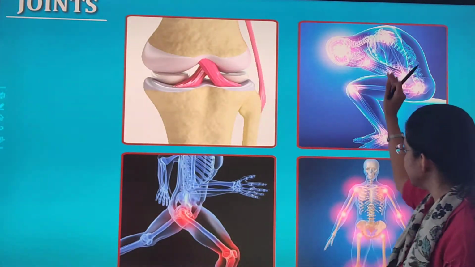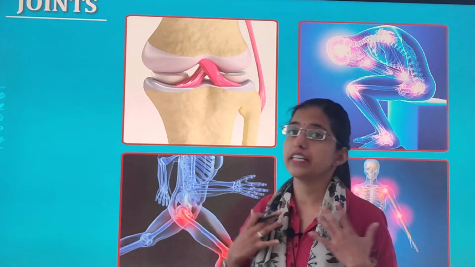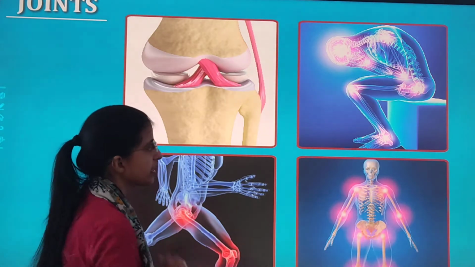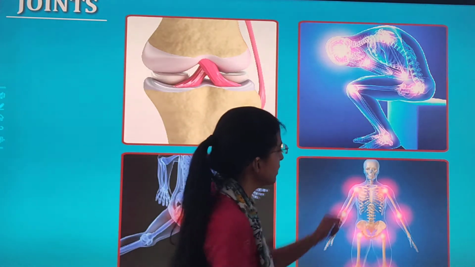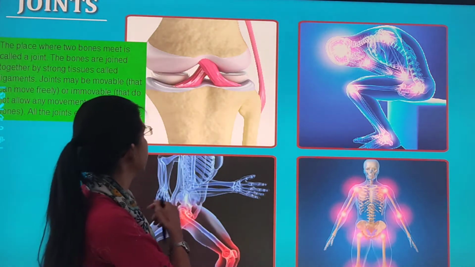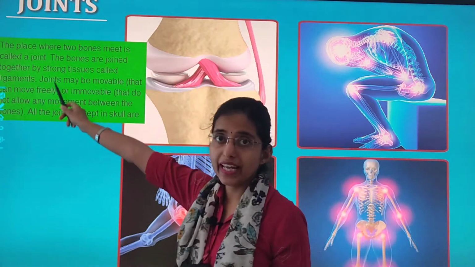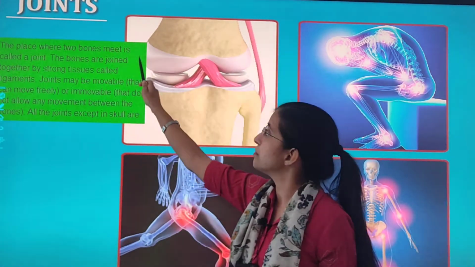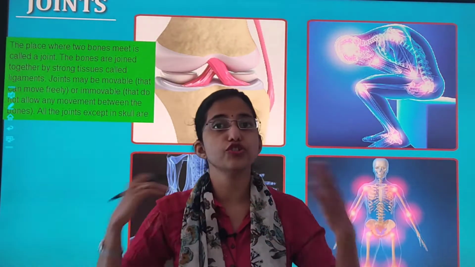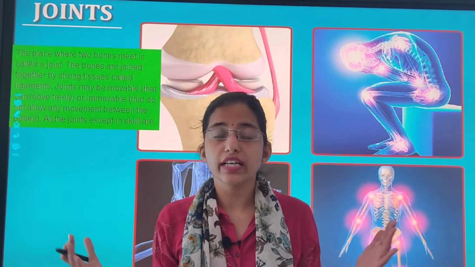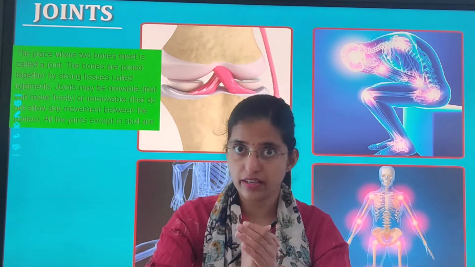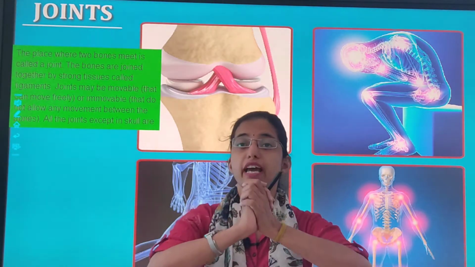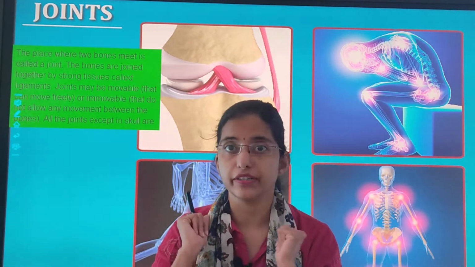See children, these are the various joints in our body. Can you see? Here we are having a joint, here we are having a joint. See, all these are joints in our body. The place where two bones meet is called a joint. Joint generally क्या होता है? जब कोई दो चीजें मिलती है ना? तो हमारी बॉडी में जहां दो बोन्स मिलती है उसे हम कहते हैं joint.